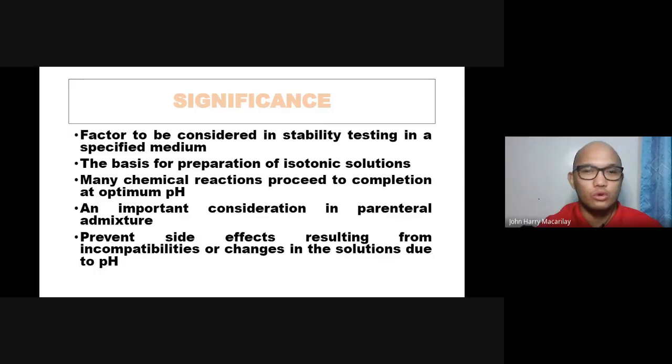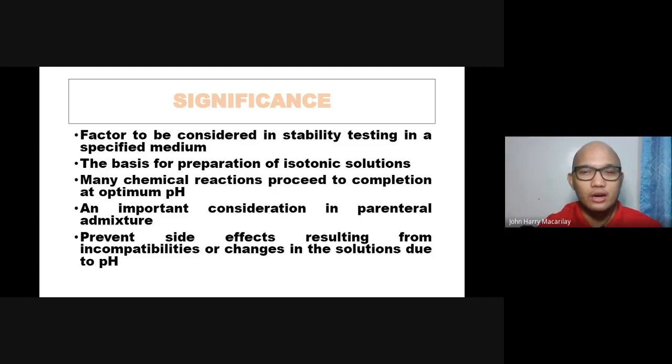So what is the significance of this module, or of pH and acids and bases? It serves as a factor to be considered in stability testing in a specified medium, as a basis for the preparation of isotonic solutions, and for the stability of certain solutions. Many chemical reactions proceed to completion at optimum pH. It is also an important consideration in parenteral admixtures, to prevent side effects resulting from incompatibilities or changes in the solutions due to pH, so compatibility of our solutions.